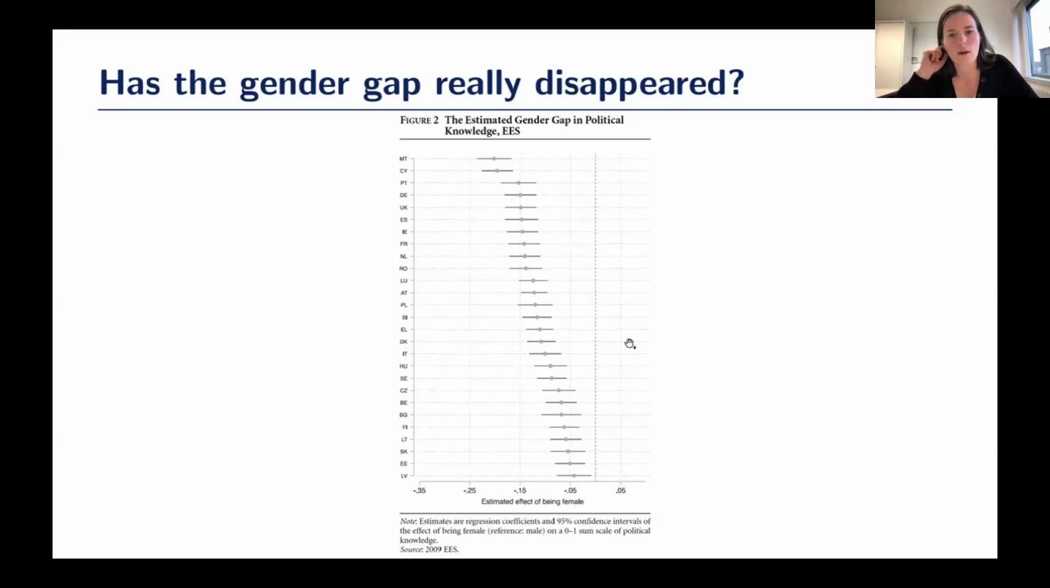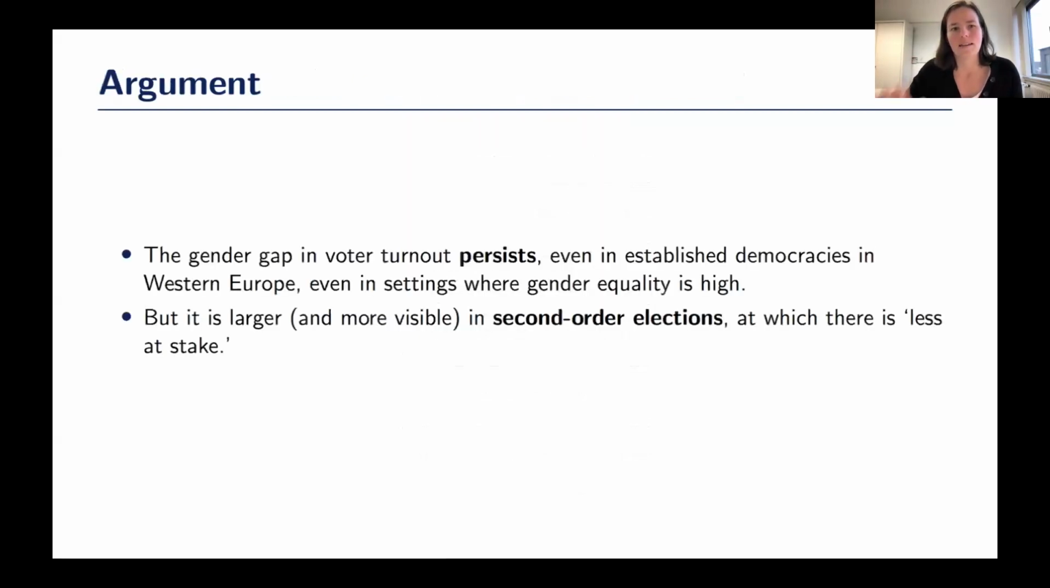This graph, which comes from some other work that I did with Ian McAllister, shows the estimated effect of being a woman versus a man on political knowledge using European Election Study data. And what you see here is that in every single European country, women have significantly lower levels of political knowledge than men. And so those persistent gaps ought to have consequences for participation as well.